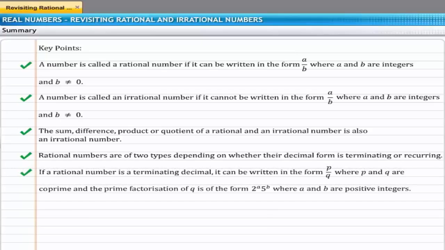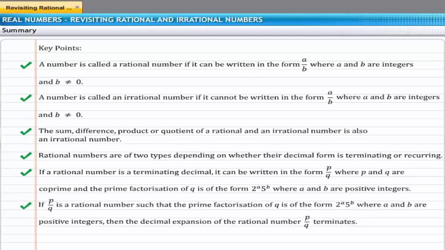If a rational number is a terminating decimal, it can be written in the form P upon Q, where P and Q are co-prime and the prime factorization of Q is of the form 2 raised to the power of A into 5 raised to the power of B, where A and B are positive integers. If P upon Q is a rational number such that the prime factorization of Q is of the form 2 raised to the power of A into 5 raised to the power of B, where A and B are positive integers, then the decimal expansion of the rational number P upon Q terminates.